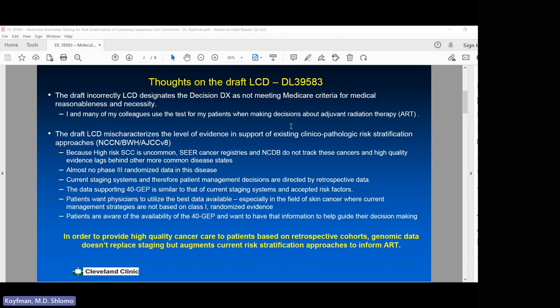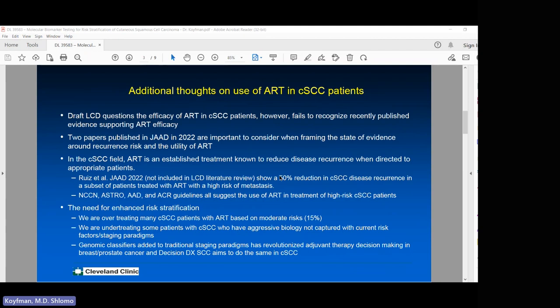So in order to provide high quality cancer care to our patients based on the available evidence that we have, we believe, and I believe, that while I use all kinds of clinical pathologic factors to help risk stratify, augmenting that process by adding genomic data can only serve to help inform that decision. And in a world of imperfect data, we want to make the best decision we can.